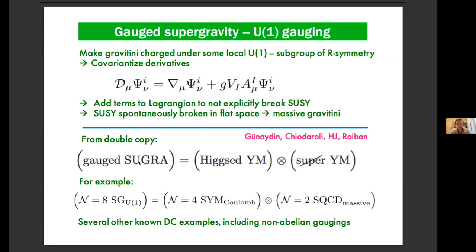And then in the double copy, we identify that this supergravity is simply a product of a Higgsed, specifically a Coulomb-branch Yang-Mills theory, and a super Yang-Mills theory where the supersymmetry is spontaneously broken. And this makes perfect sense just when you look at the states, because the gravitino should be massive. The gravitino has a vector index and a spinor index. The vector index can be associated with a W boson, and the spinor index can be associated with a spinor here. So it makes perfect sense that you break gauge symmetry on one side and you break supersymmetry on the other side. So here's a very simple example. You can do N=8 U(1) gauging by simply taking N=4 on the Coulomb branch, double copying with the massive version of the N=2 supersymmetric theory, which I described before, where the quarks are massive, basically.